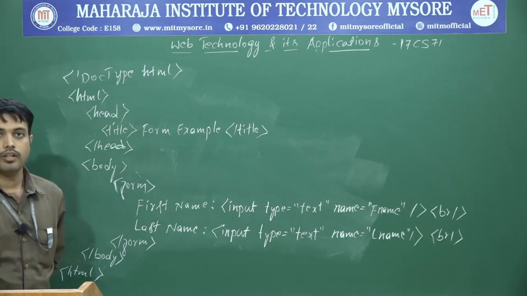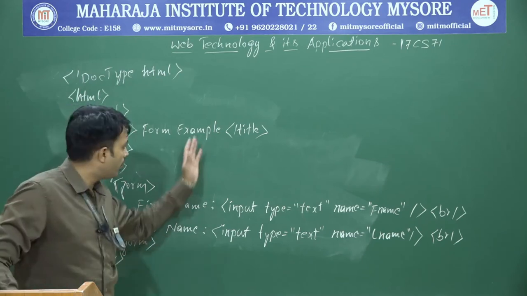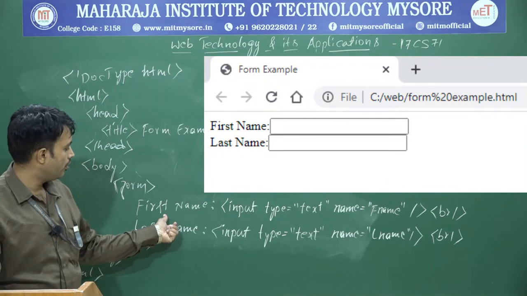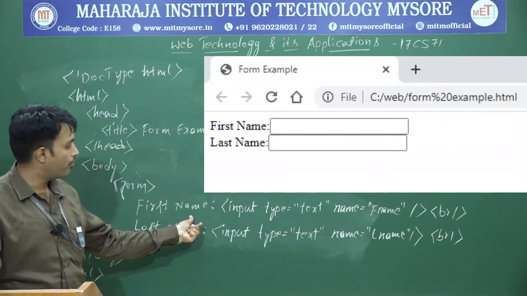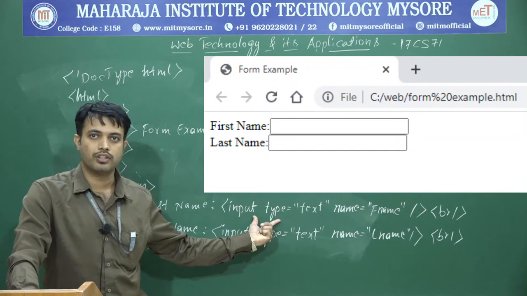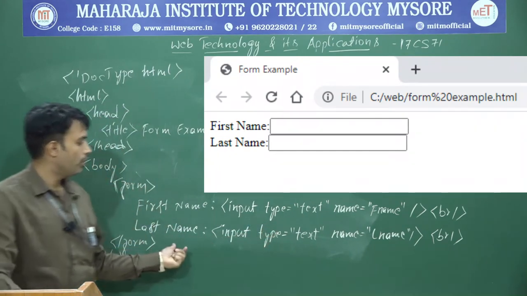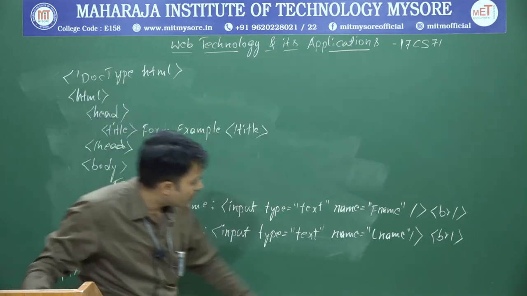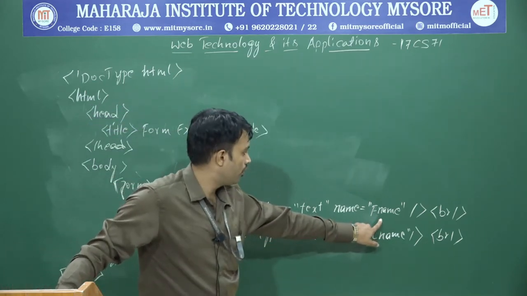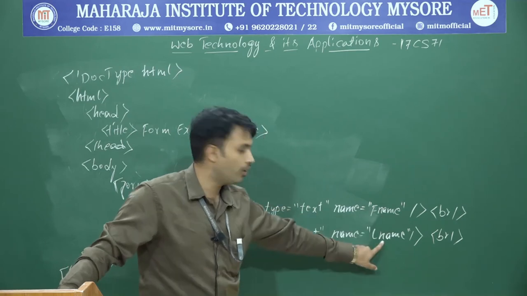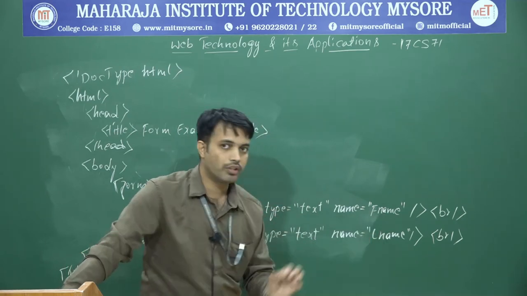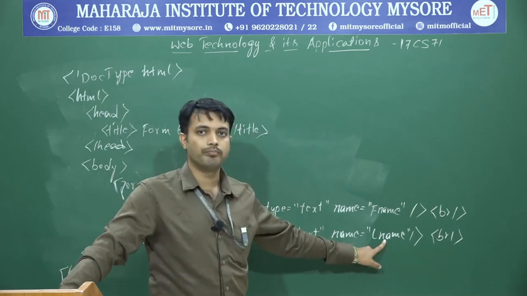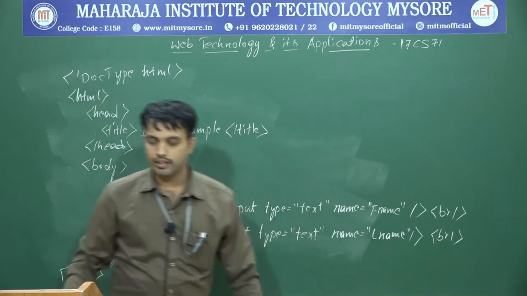Now if I run this program, you can see the output. In the first line, the first name label appears followed by a text box. The second one is last name, followed by a text box. You should notice name equal to fname and name equal to lname. These two are the variables. Whatever information is entered in that text box will be stored in this name. Got it? Fine.